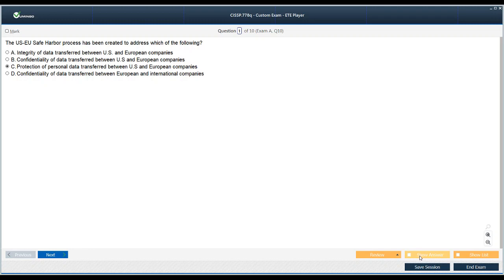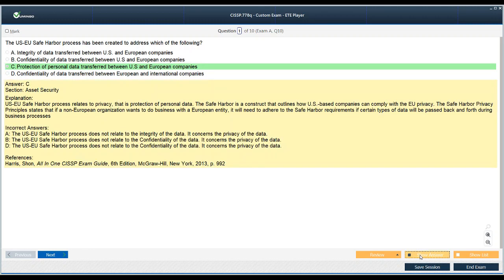So let's take a look. Here's the answer. The answer is C. The explanation is given here.